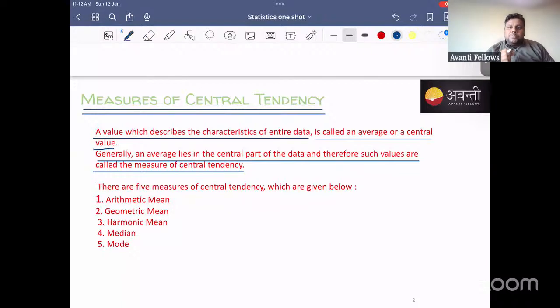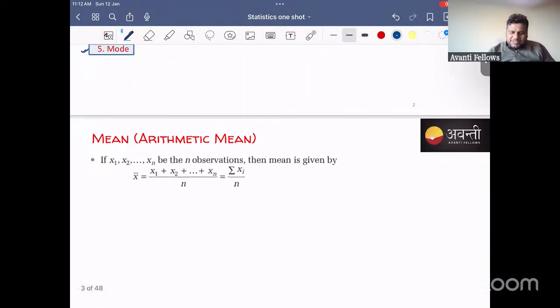Got it? So the most frequently used measures of central tendency are arithmetic mean, median, and sometimes mode also. Geometric mean and harmonic mean are not so frequently used while calculating the measure of central tendency. We plan to discuss them also, but first of all, my main priority is arithmetic mean, median, and mode. Now, what is mean?